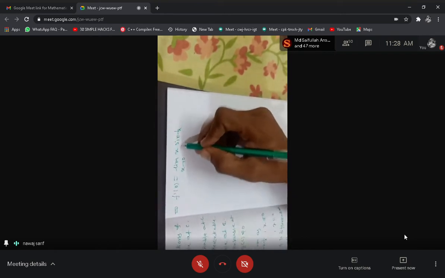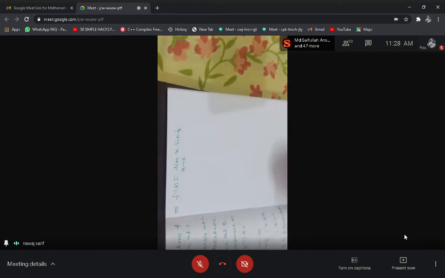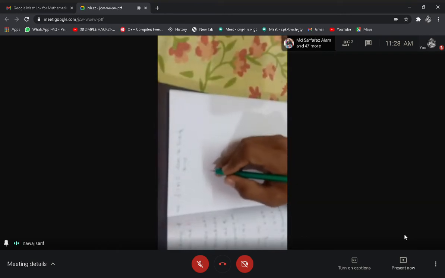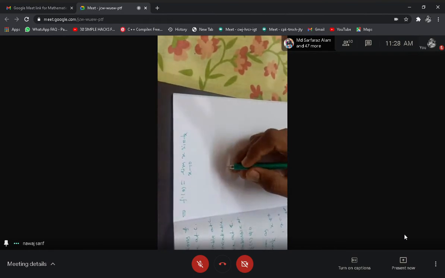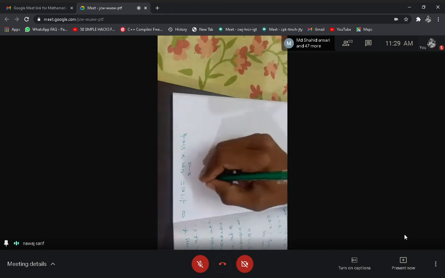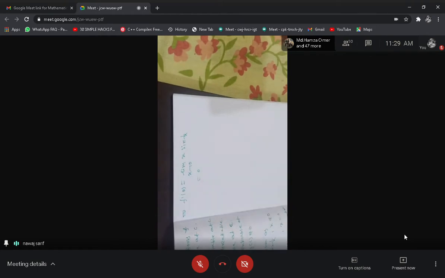And what is the limit of x sine 1 by x as x tending to 0? 0, sir. We have done in previous class. So this is 0. That means f is differentiable at 0, and the derivative of f at 0 is 0. But how to show that f dash is not continuous at x equal to 0?